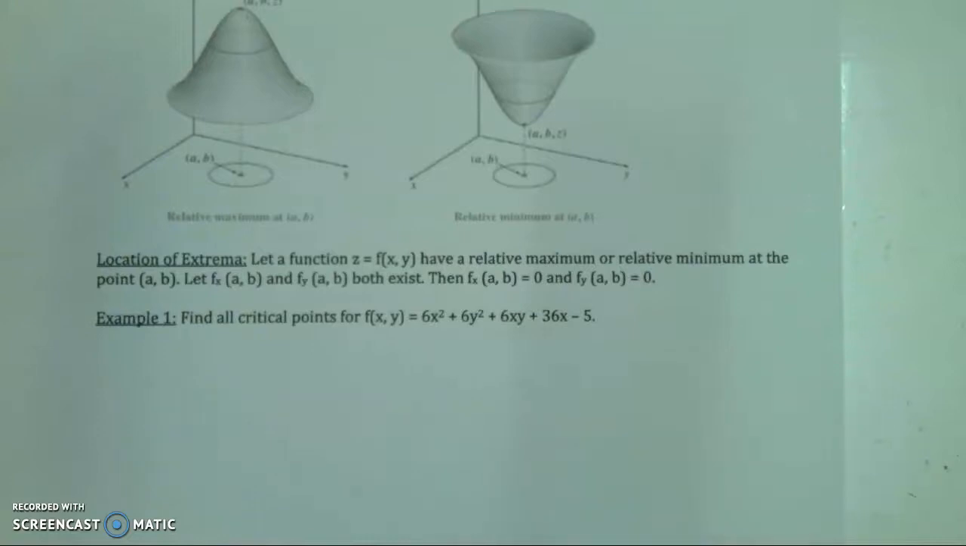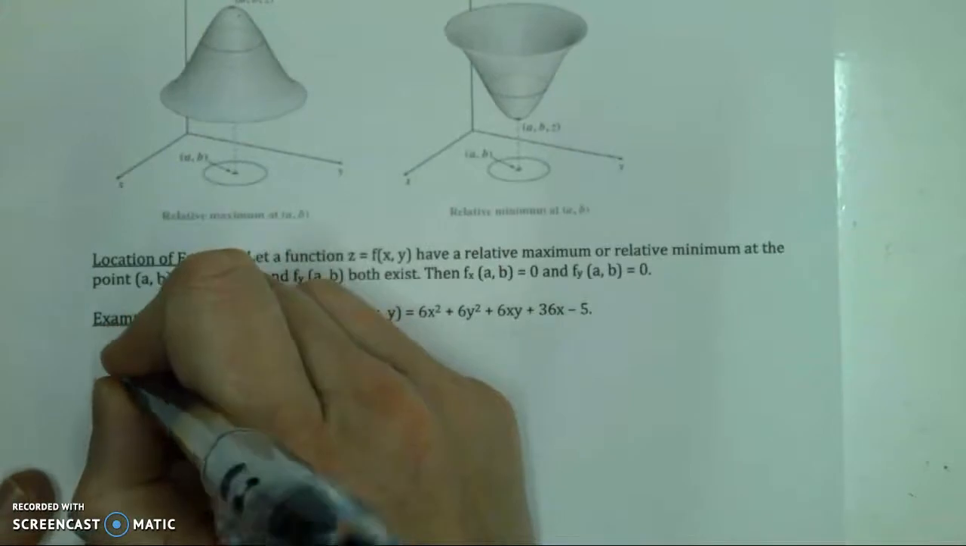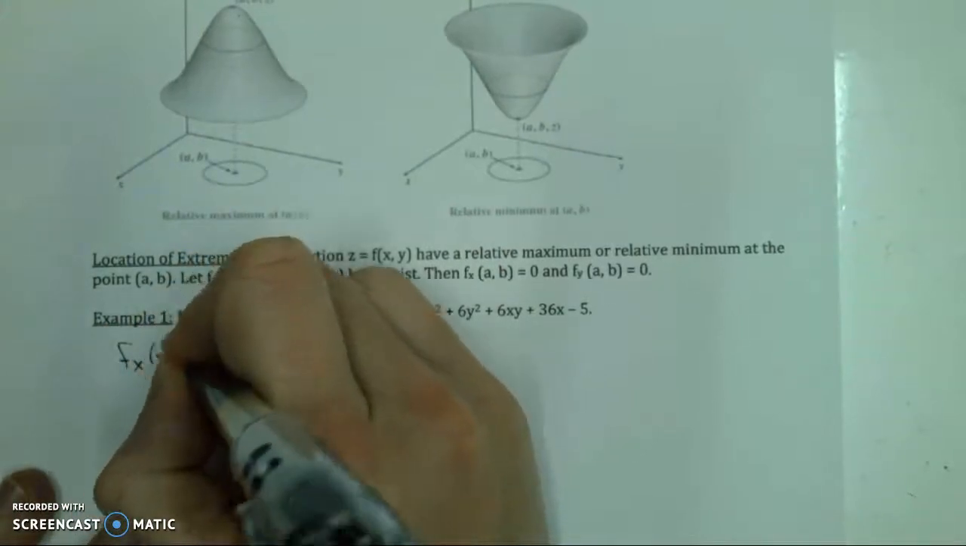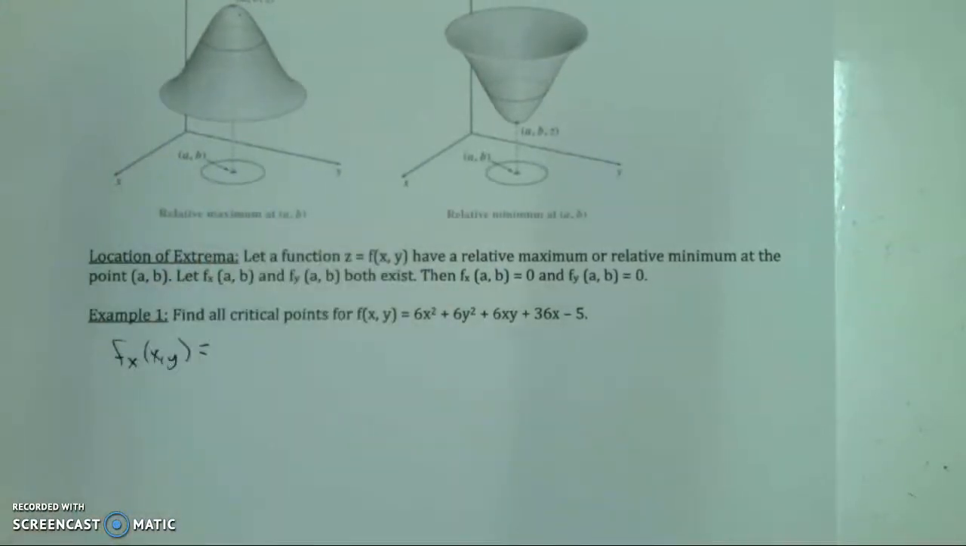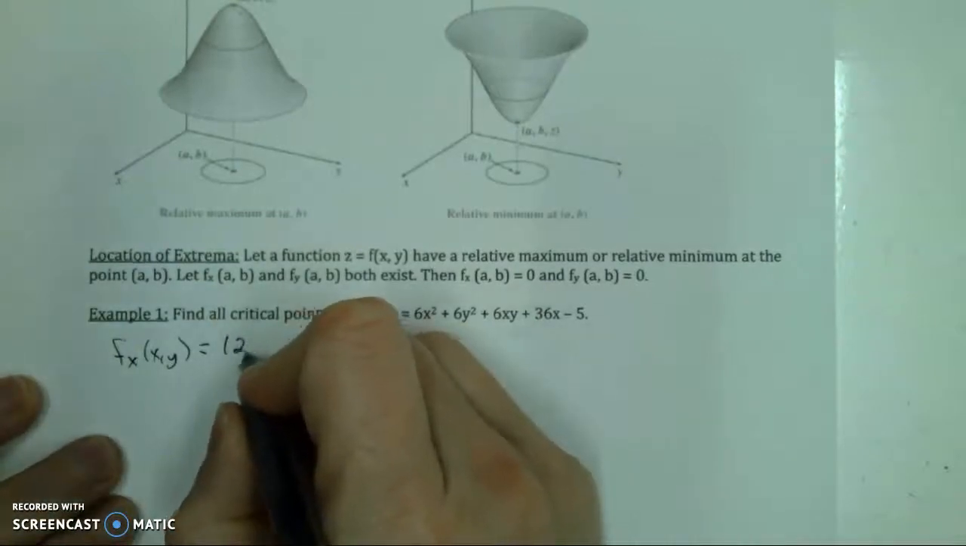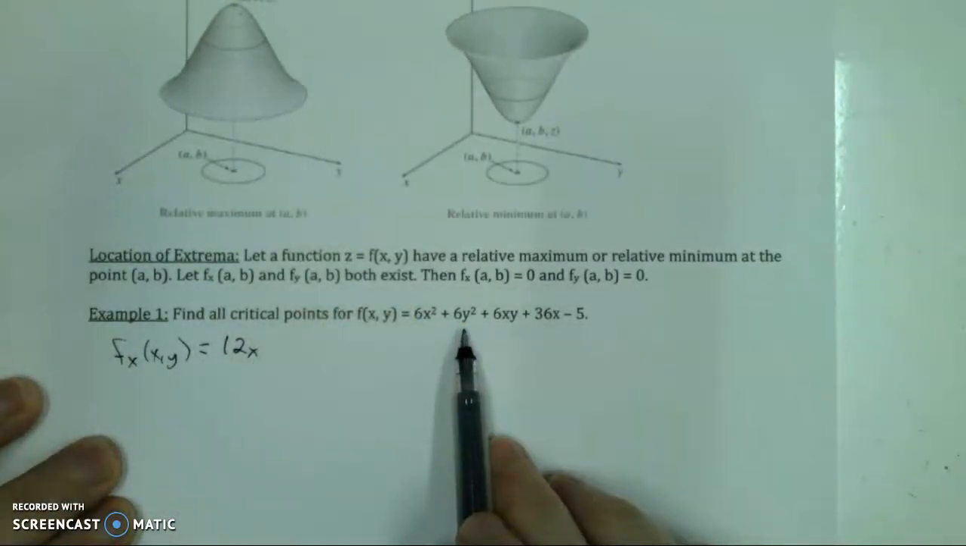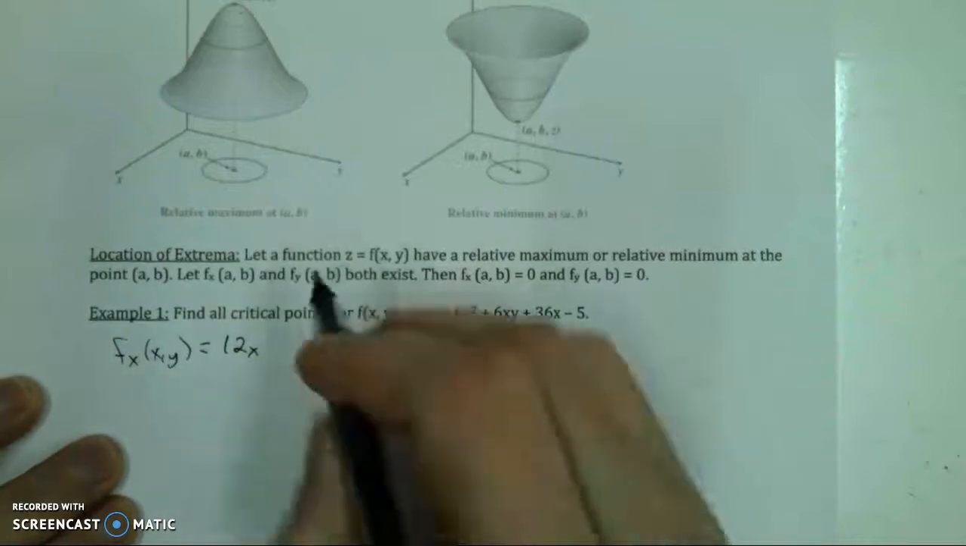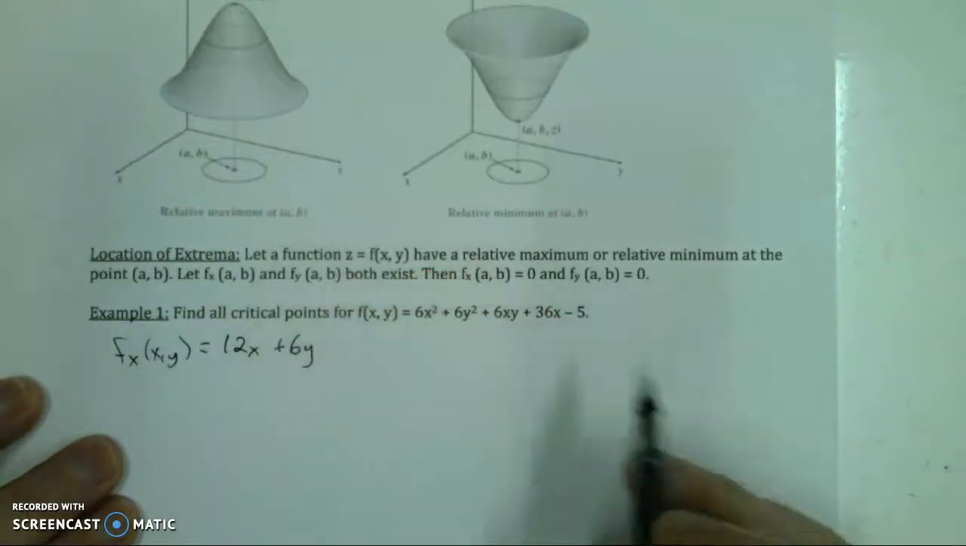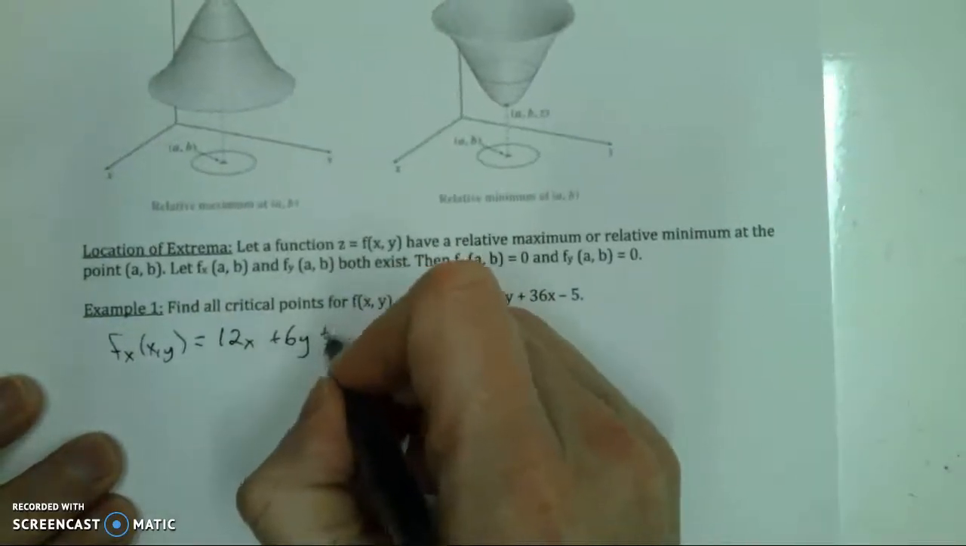So let's go ahead and do an example for that. My function is 6x squared plus 6y squared plus 6xy plus 36x minus 5. Let's begin by finding our two partial derivatives. Let's start with the partial with respect to x, and here I get 12x. That's going to be a constant, so it will disappear, plus 6y plus 36.